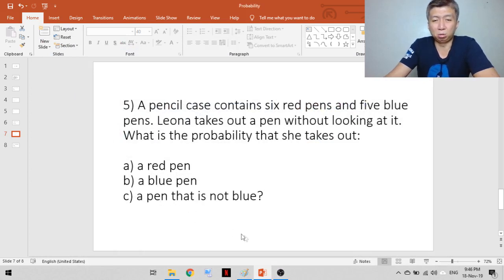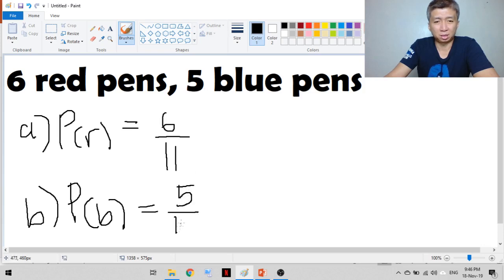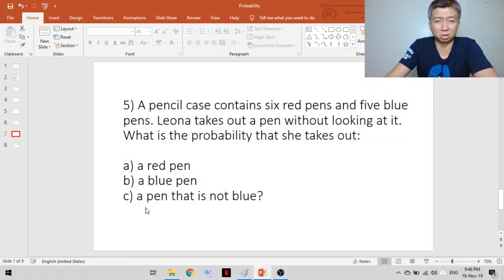Ganyan na lang yan. Letter B. A blue pen. The probability that it is blue. 5 over 11. Ganun lang yon. Napakasimple. Wala nang tanong-tanong. Wala nang palipaliwanag. Yun na yung sagot na yon.